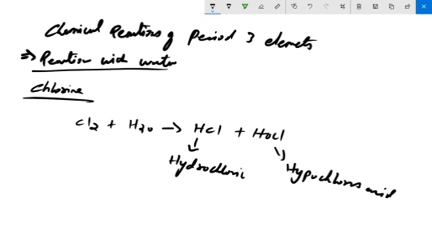If we further react the hypochlorous acid in the presence of sunlight, it slowly decomposes to produce more hydrochloric acid and releases oxygen gas. The reaction is as follows: 2HOCl, 2 moles of hypochlorous acid, in the presence of sunlight, produces 2 moles of hydrochloric acid and releases oxygen.